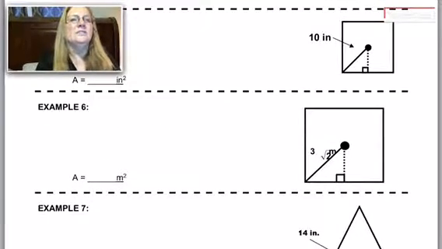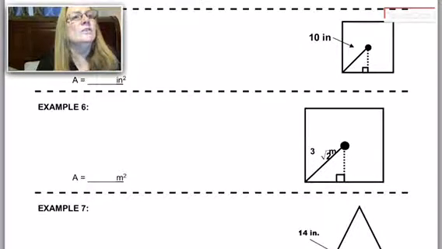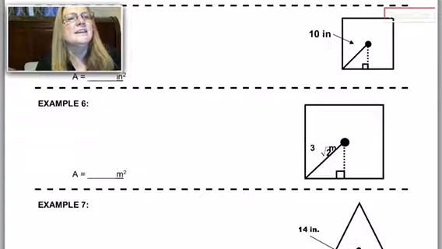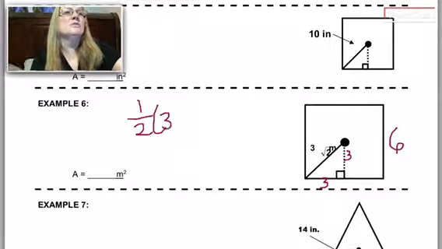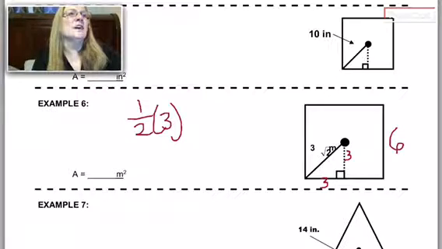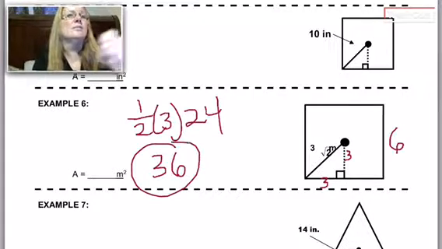Example 6. Well, I see that the side across from 90 is 3 times the square root of 2. So that's going to make these sides 3 and 3. So the whole side is 6. So 1/2 times 3. And then each side is 6. There's 4 sides. 6 times 4 is 24. So this is just going to be 36.